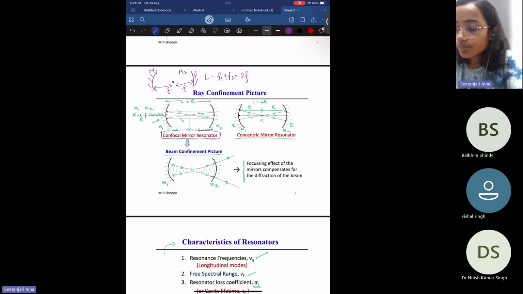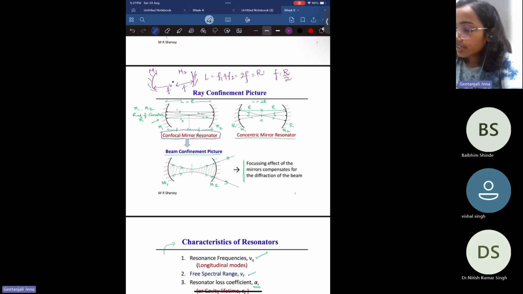And for a spherical mirror, what do we have? For a spherical mirror, we have F equal to R by 2. Let me see the relation first. So we have F equal to R by 2. That means you can write it as L equal to R for the confocal mirror resonator.